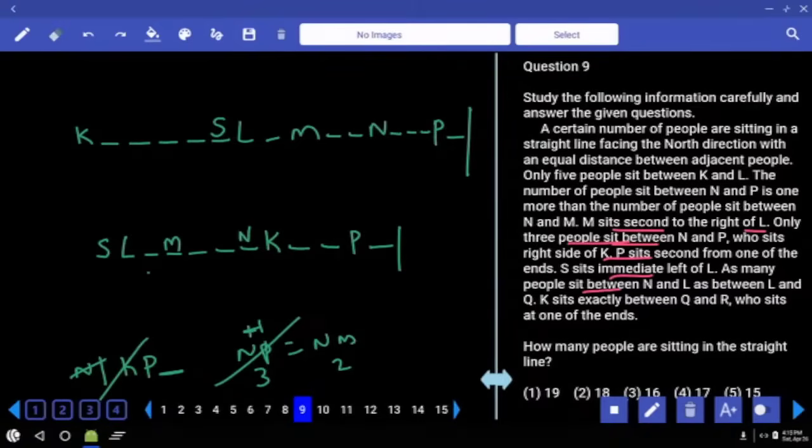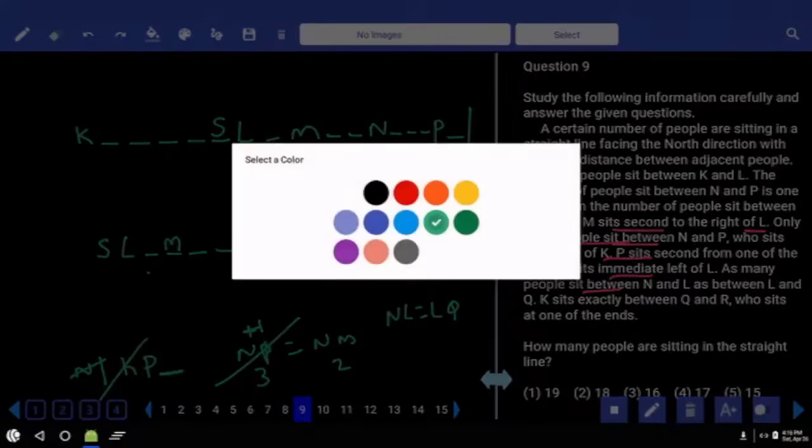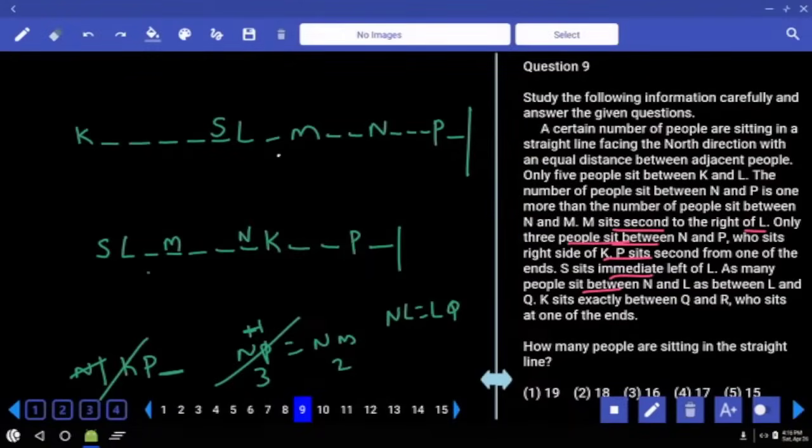As many between N and L, L and Q. L is exactly between N and Q. Here, L is exactly between N and Q, 1, 2, 3, 4. 4 people between L and N. 4 people between L and Q, 1, 2, 3, 4, Q is. Between L and N, how many? 1, 2, 3, 4. 4 people between L and N. L and Q, there must be exactly 4 people. And how many? 4 people.